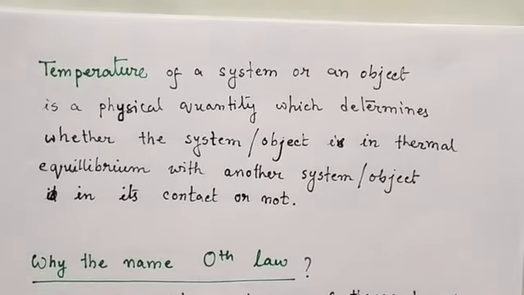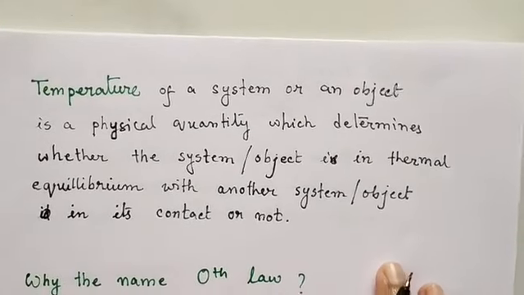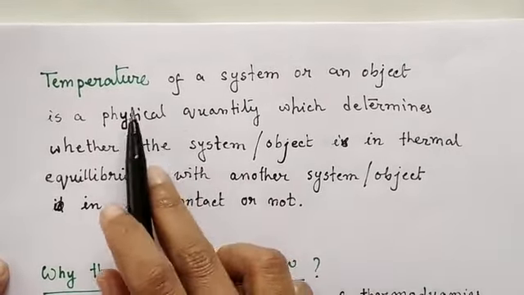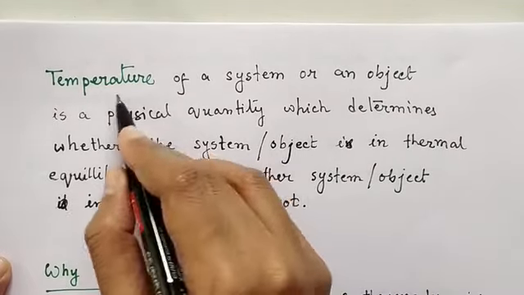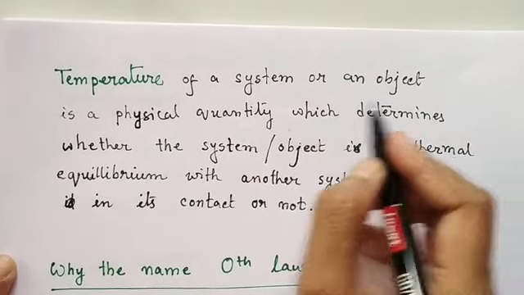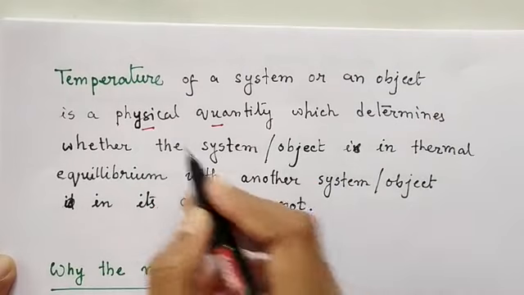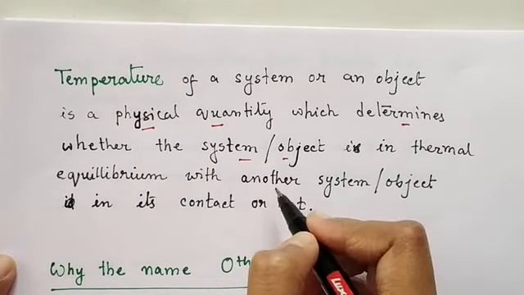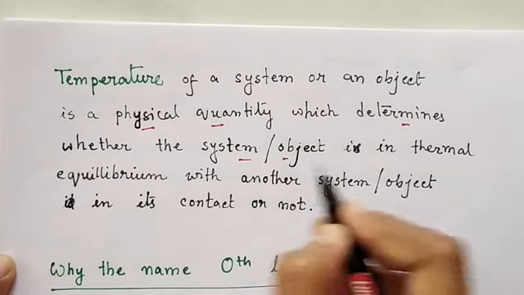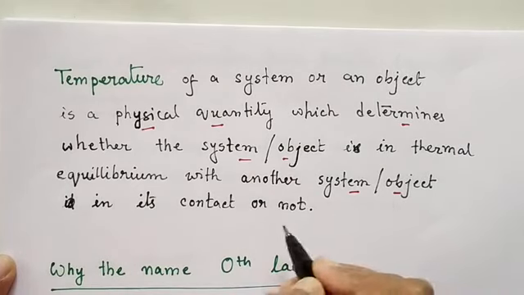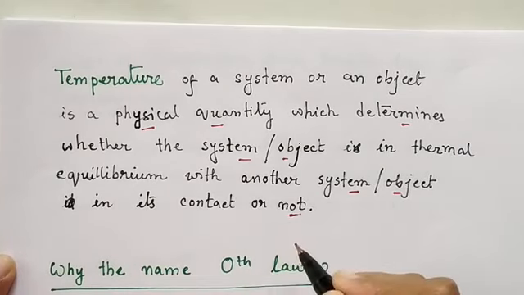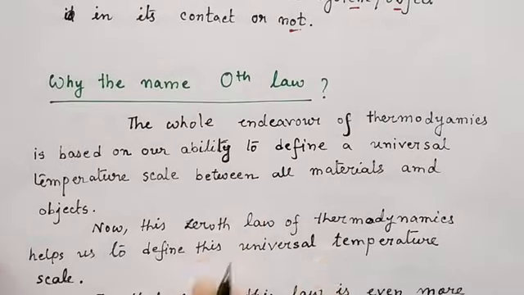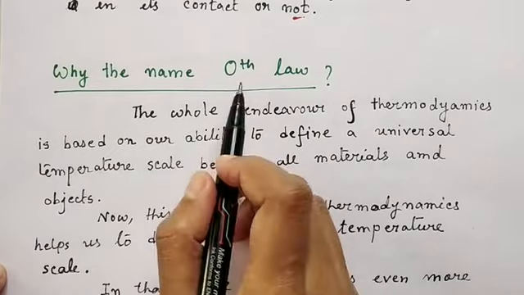In this way we can define the temperature from the zeroth law of thermodynamics. The temperature can be defined in such a way that the temperature of a system or an object is the physical quantity, that can be measured, which determines whether the system or the object is in thermal equilibrium with another system or object in its contact or not. Now why is the name the zeroth law?